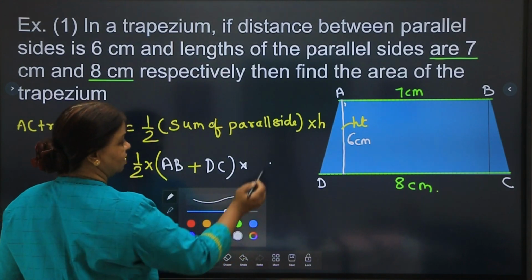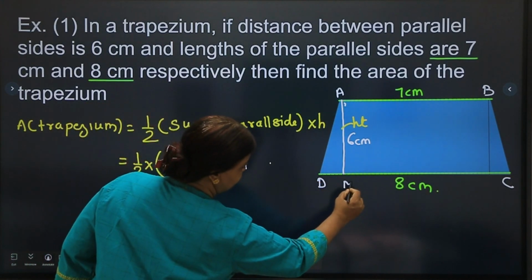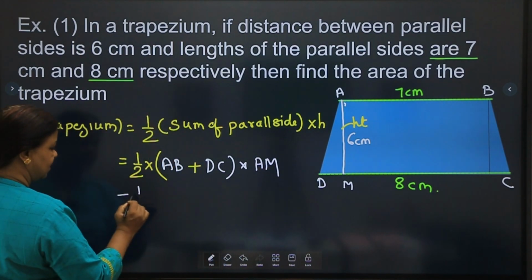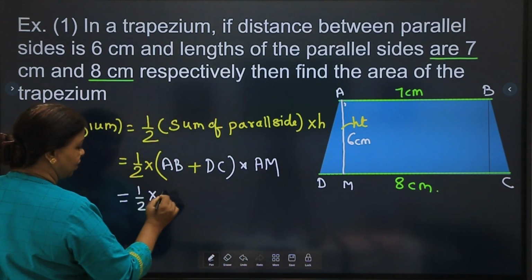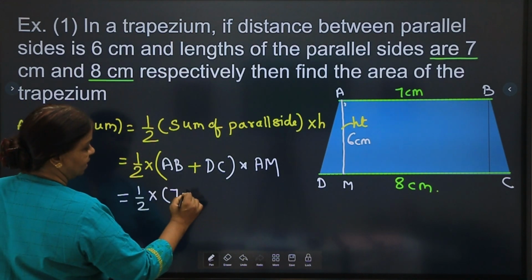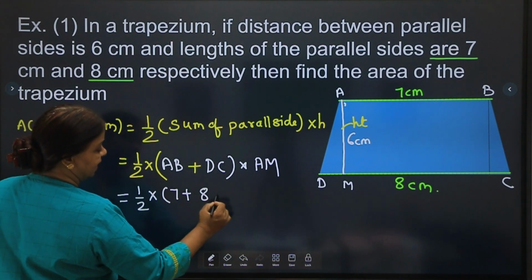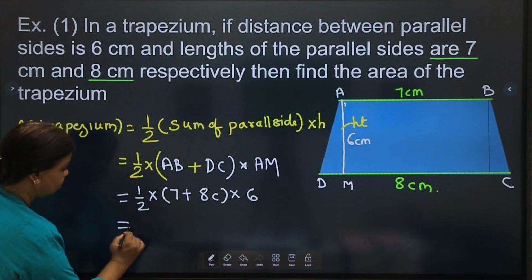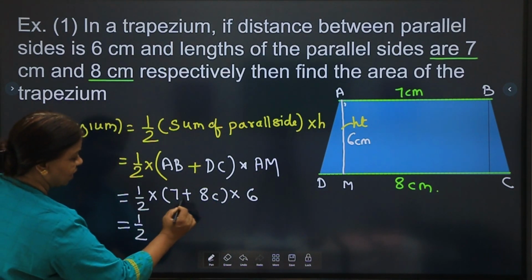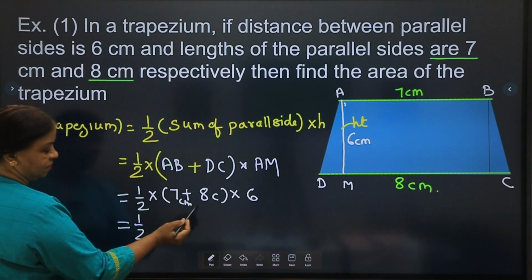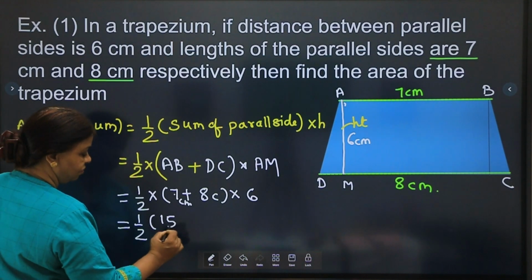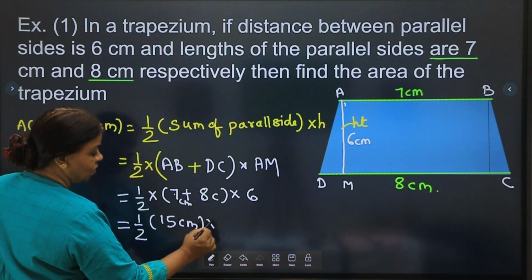Let me write first the value of height. Height is AM. Now place the values: half into AB is how much? 7 plus DC is how much? 8 into height is how much? 6. Now first we are going to add 7 centimeter and 8 centimeter. 7, 7, 14 plus 1, 15. 15 centimeter into height, which is 6 centimeter.